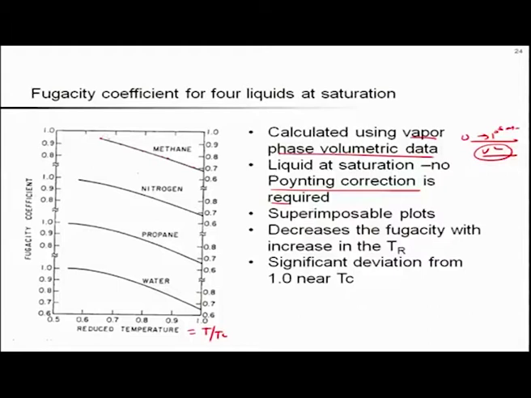But at a lower Tr, it is very close to 1, which is very visible, particularly for water. Okay, it is close to 1. So that means the approach towards ideality is visible at lower values of Tr. Otherwise, if you look at it very close to Tc, there is a significant deviation from ideality. Okay, from 1 to 0.7. That is a significant deviation.